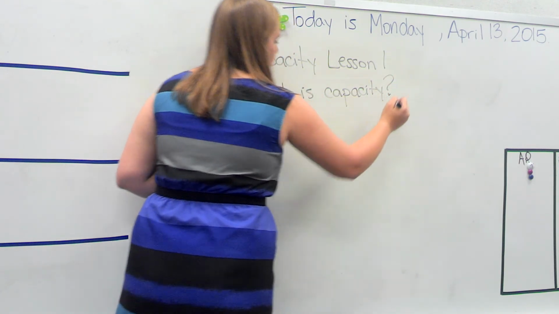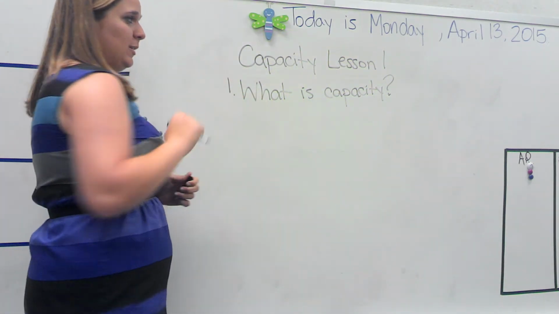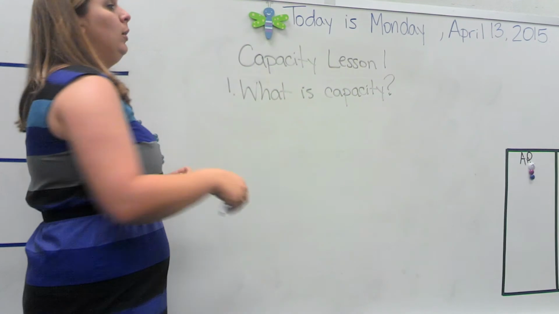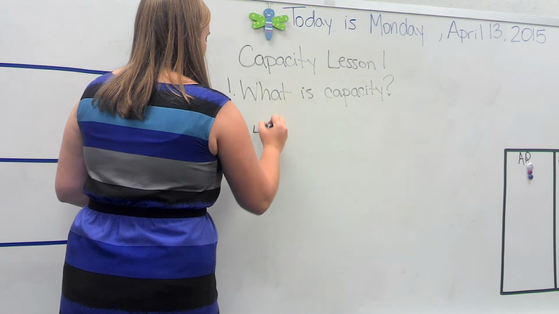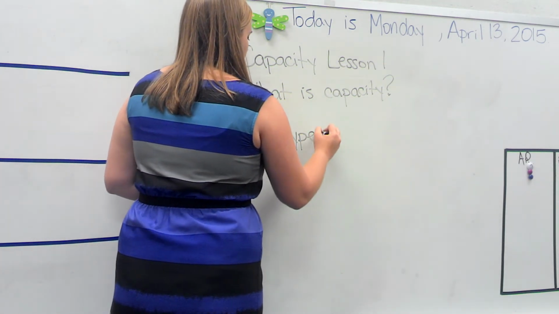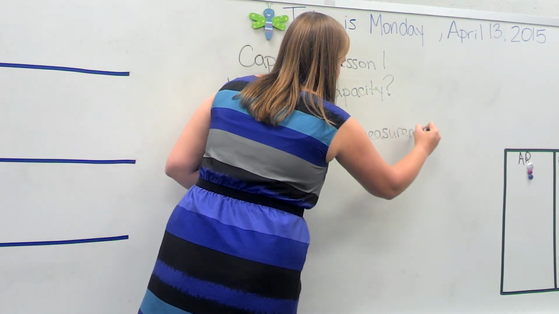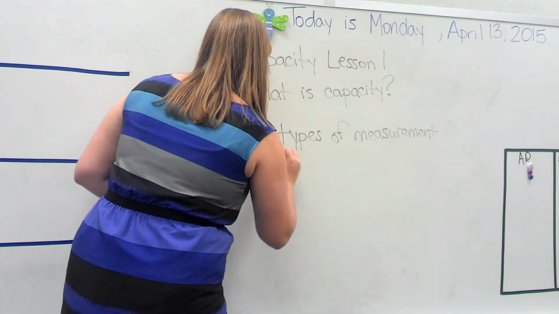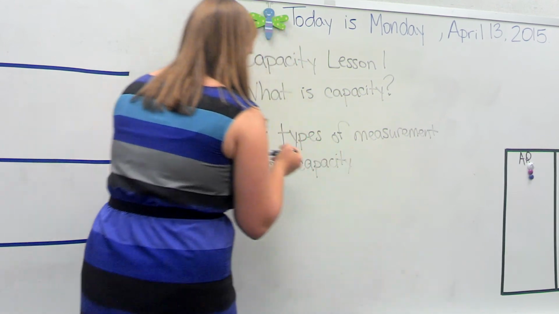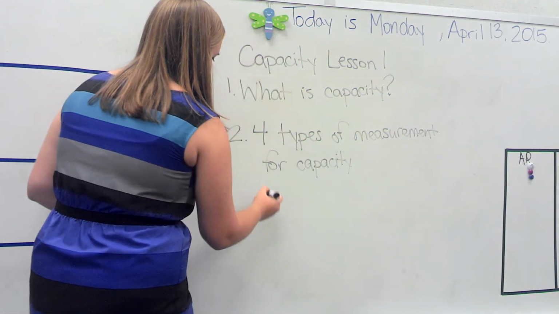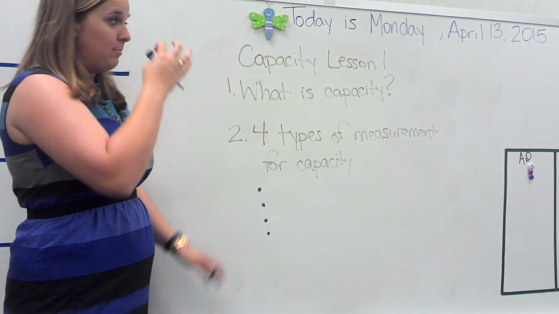Okay, and if you aren't sure of exactly what I said capacity was, it's the exact definition of capacity at the beginning of the video. Okay, that is what you were telling me. What is capacity? Number 2, I want you to tell me the 4 types of measuring, or measurement, I should say, measurement for capacity. Okay, so on your paper, I want you to list 1, 2, 3, 4, the 4 ways that I showed you how to measure capacity.